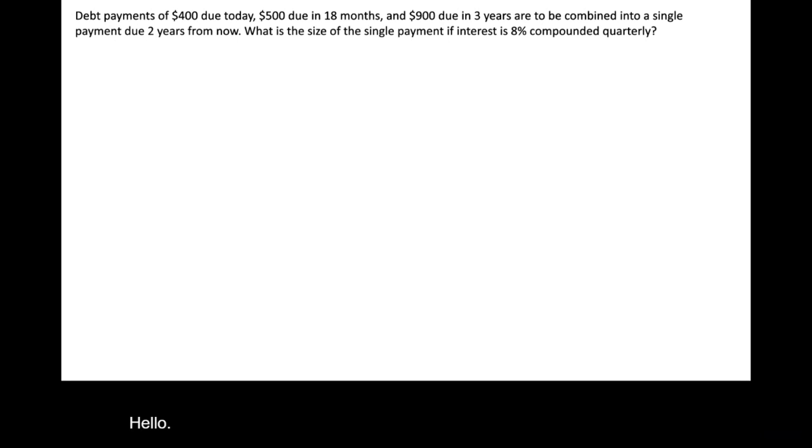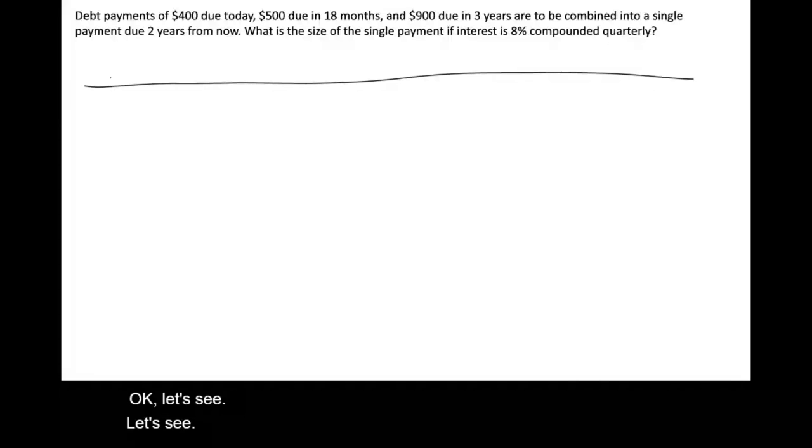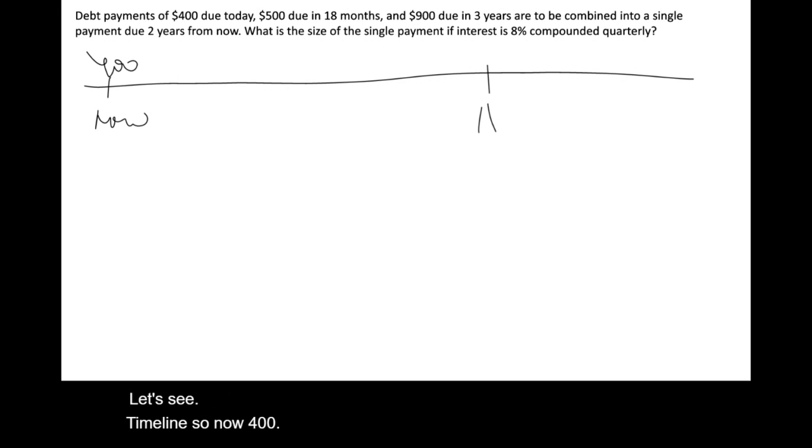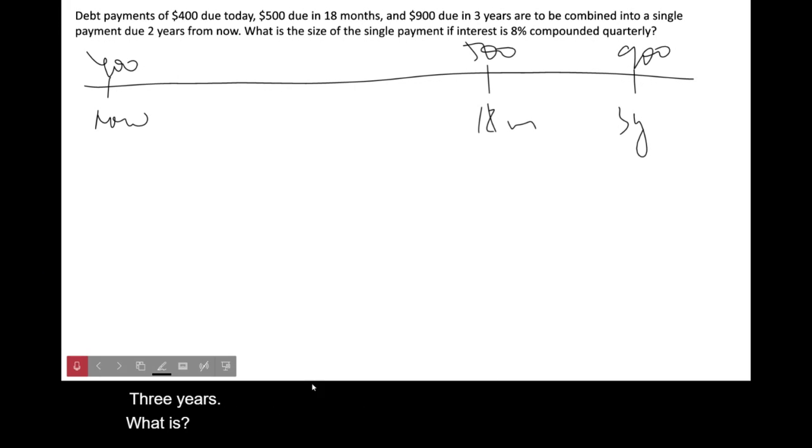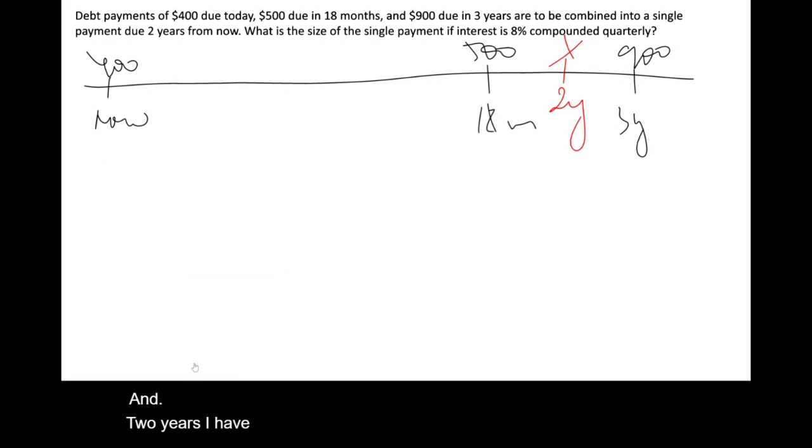Okay, let's see. Timeline. So now 4,400. 18 months, 500. 3 years, 900. And 2 years, I have that single payment, right? So the focal date is here.